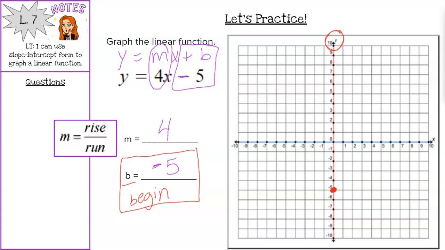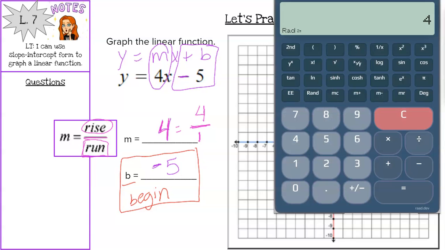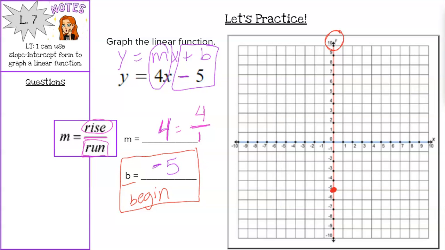Then we're going to use our slope. Now if you notice, this is a whole number slope. It's not a fraction. But we need that fraction to get that rise over run. So to write a whole number as a fraction, we just put it over 1. We have 4 really equals 4 over 1, because 4 divided by 1 equals 4. So we're not changing the value, we're just changing the way it looks. So our rise is 4, which means we're going to go up 4. And then our run is 1, so we're going to go right 1.